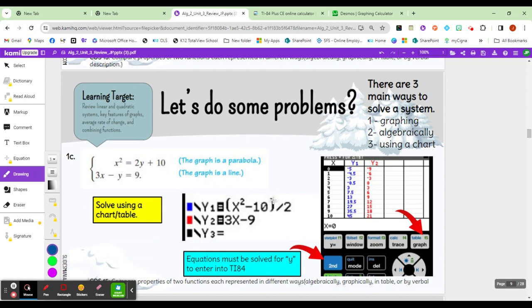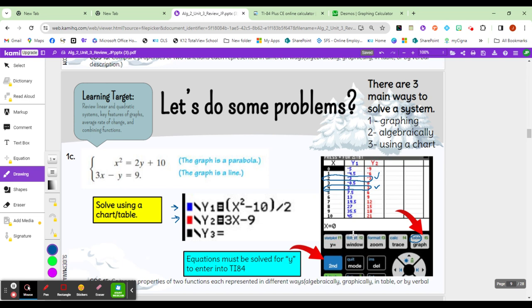I'll show you here. This is a chart. So I put both of these equations in my y equals. I solved them both for y. And then your table is under your graph key in the top right gray button, but you do have to hit the second button, and then you hit table. And if we look at 2, when x is 2, y1 and y2 both have the same y value. So that's what you're looking for. So there's a point of intersection. And then when x is 4, y1 and y2 both have the same y value. So that's your second point of intersection.